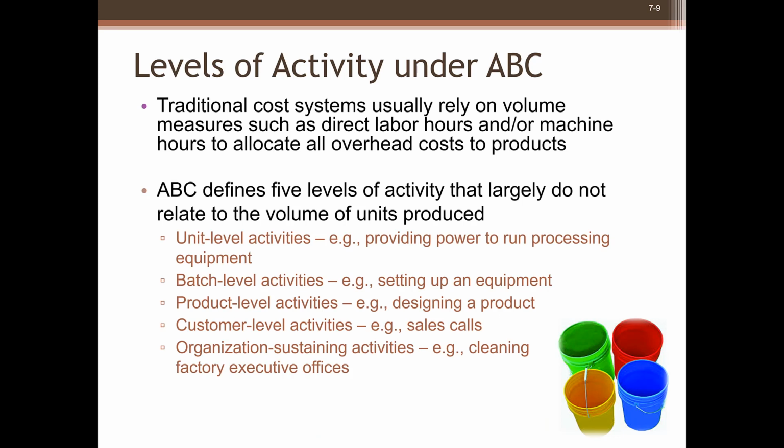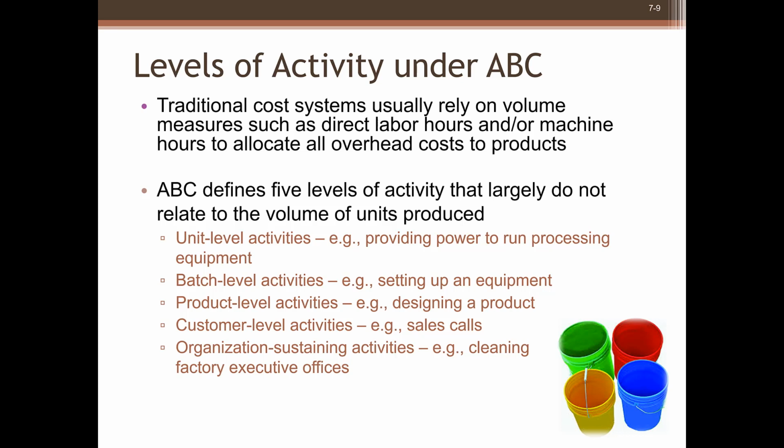Traditional costing systems rely exclusively on allocation bases which are driven by the volume of production, such as direct labor hours or machine hours. But ABC defines five levels of activity which largely are not related to the volume or units produced: unit level, batch level, product level, customer level, and organization sustaining level.